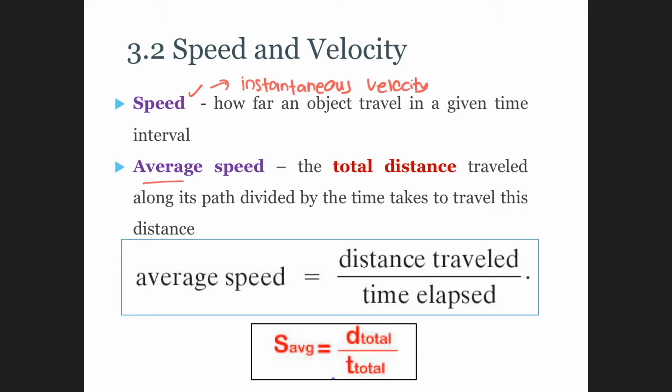Now I want to talk about the average speed. Average speed is basically the total distance that you have traveled divided by the total time that you need to take to travel that particular distance. It means you need to add up every single distance, and then add up all the time, and then you get the average speed, because it is a scalar.